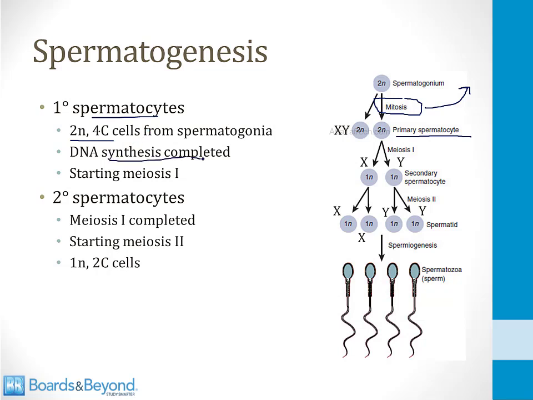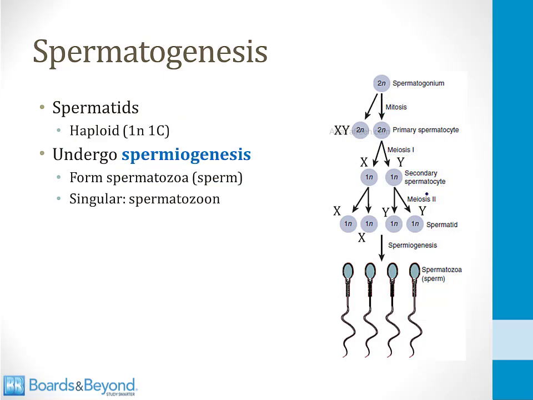DNA synthesis has been complete, and these are the cells that are about to go through meiosis 1. Once the primary spermatocytes go through meiosis 1, they now become haploid. This is shown over here at this point in the drawing. They now become what's called a secondary spermatocyte, which is a haploid cell. These cells have completed meiosis 1, they're starting meiosis 2, and they are now 1N2C. And then finally, those secondary spermatocytes will go through meiosis 2 to become what are known as spermatids. These are also haploid cells, but they are now 1N1C.